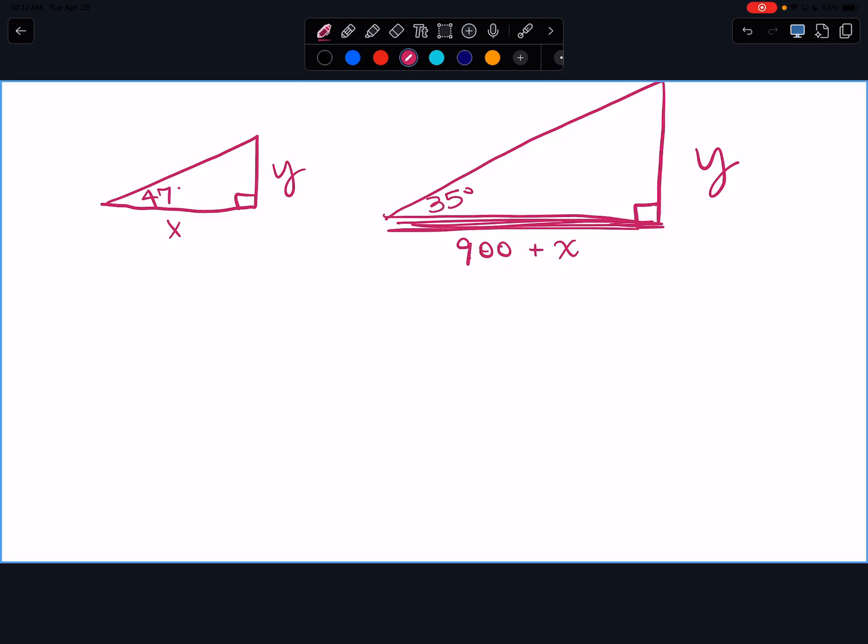Okay, go ahead and discuss it with the person beside you. See if you can set up your trig ratios for those 2 triangles. Just set up your trig.